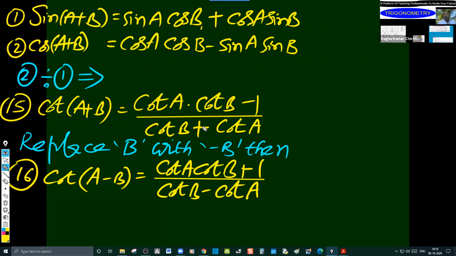One is tan of A plus B, which is tan A plus tan B by 1 minus tan A tan B. The other one is tan of A minus B, which is tan A minus tan B by 1 plus tan A tan B. Cot of A plus B is cot A cot B minus 1 by cot B plus cot A. Similarly, cot of A minus B is got by replacing B with minus B: cot A cot B plus 1 divided by cot B minus cot A.